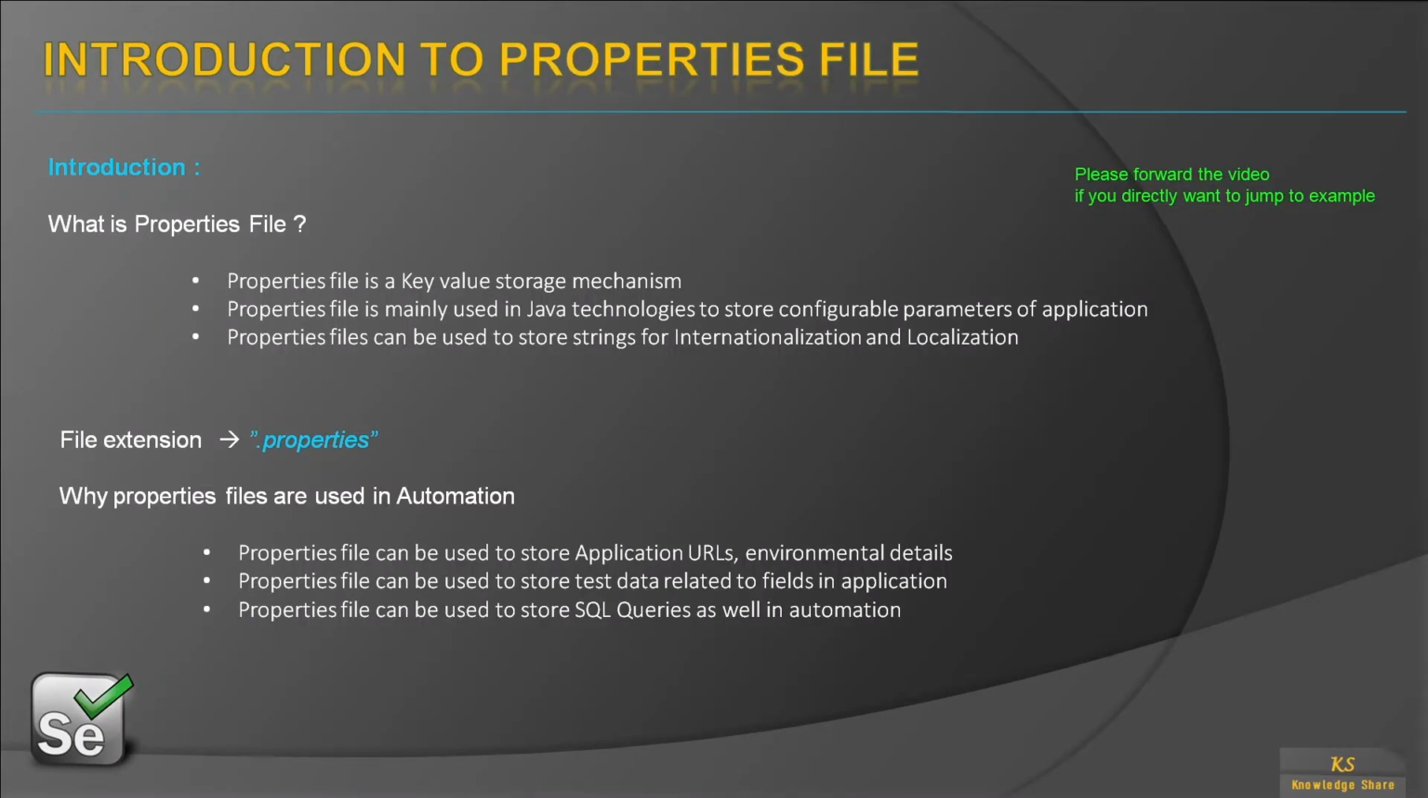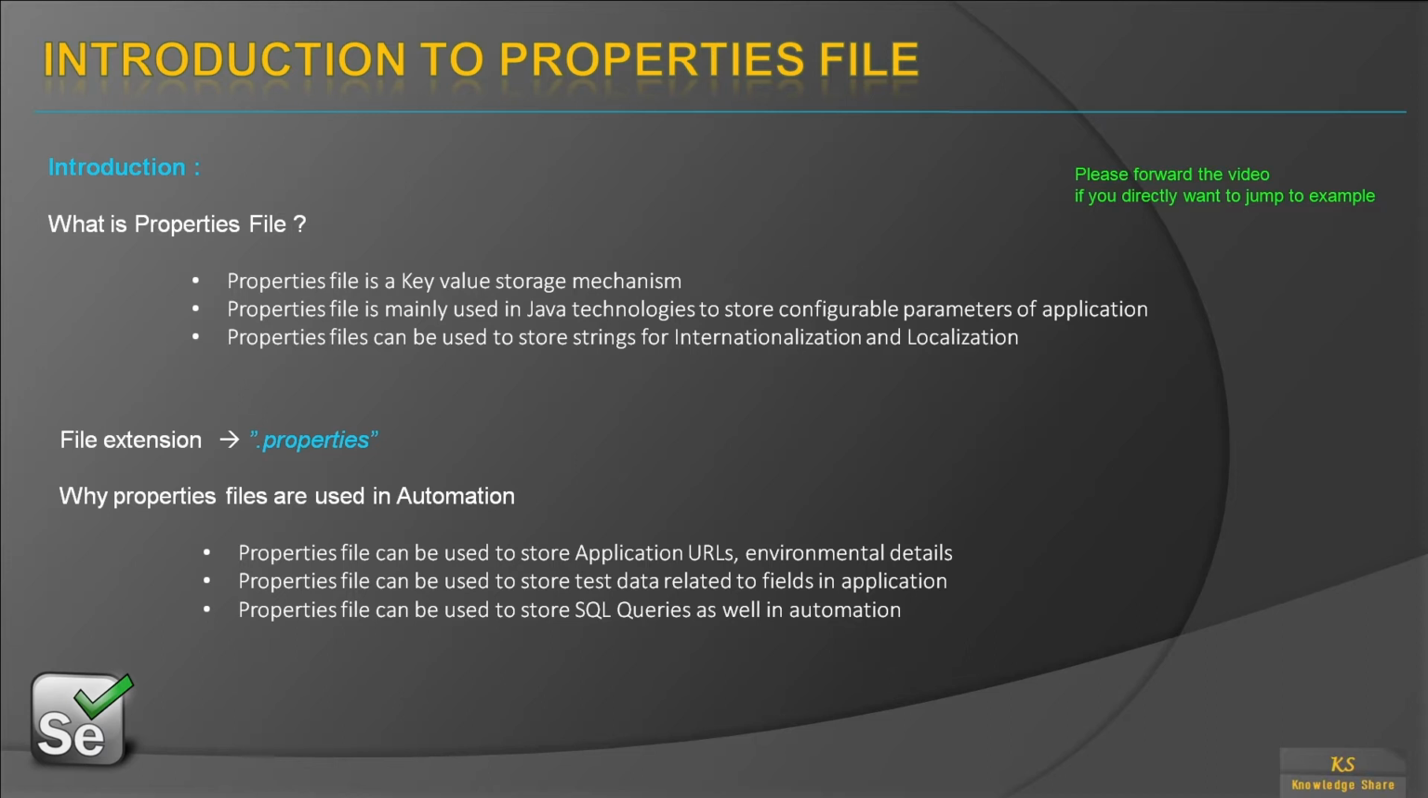You might have seen an XML file. It has tags or a tree kind of structure. But a properties file has a key-value storage mechanism. It stores your test data in the form of key and value. Say for example, you want to provide some URL in your application. You will give QA is equal to and the URL which you need. So it's completely a key-value pair joined with an equal to sign.